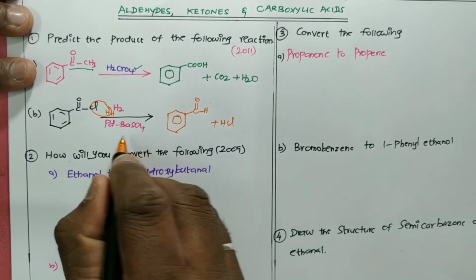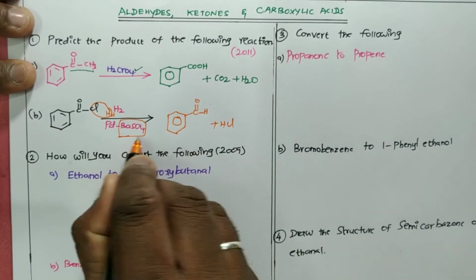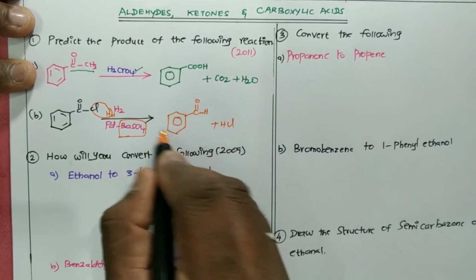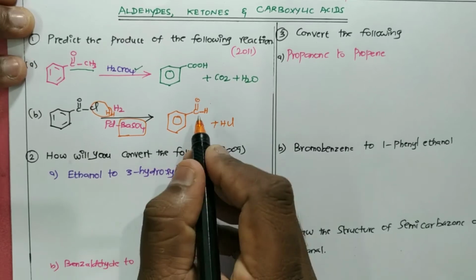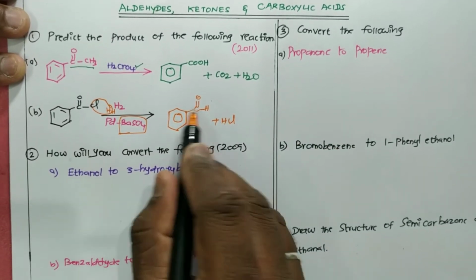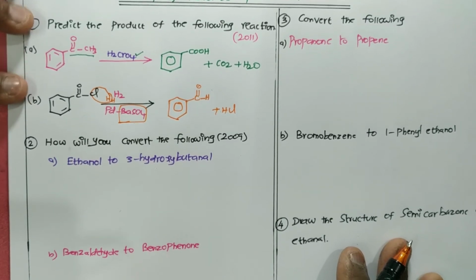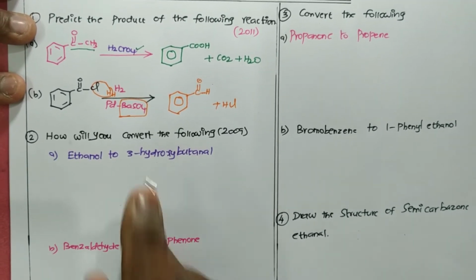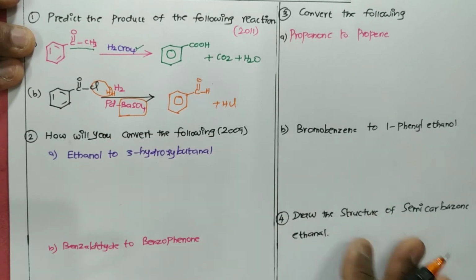Here, why did we use barium sulfate as a poison? Because if I use barium sulfate, the catalyst will be poisoned. That's why this will not undergo further reduction to give benzyl alcohol. So that kind of alcoholic product will not be obtained. Further reduction can be avoided by the use of barium sulfate. Okay, this is nothing but a Rosenmund reduction.